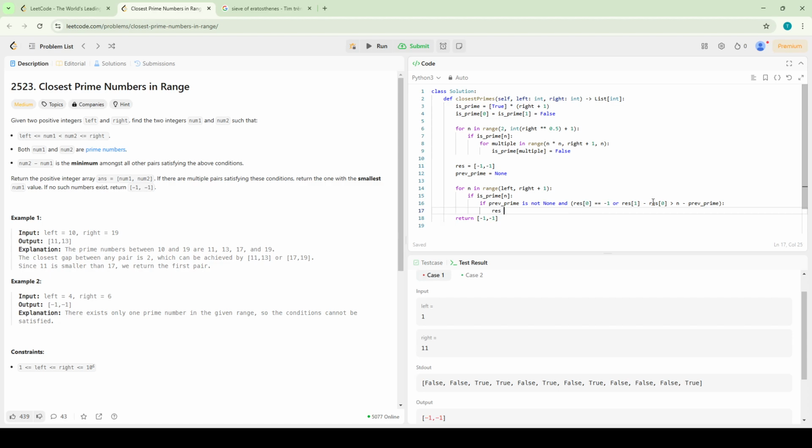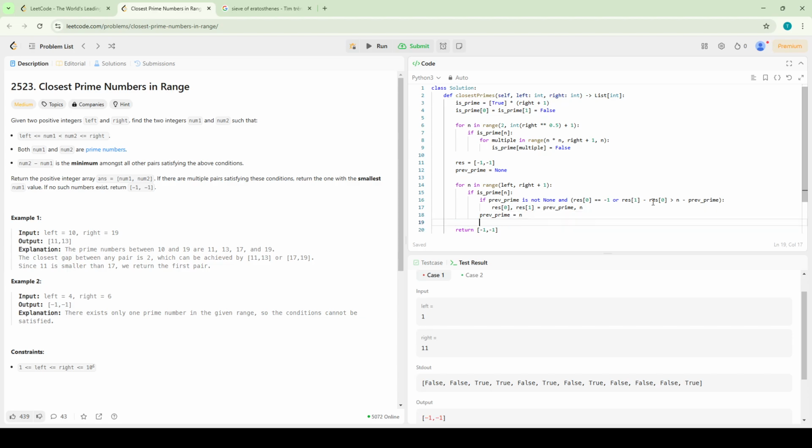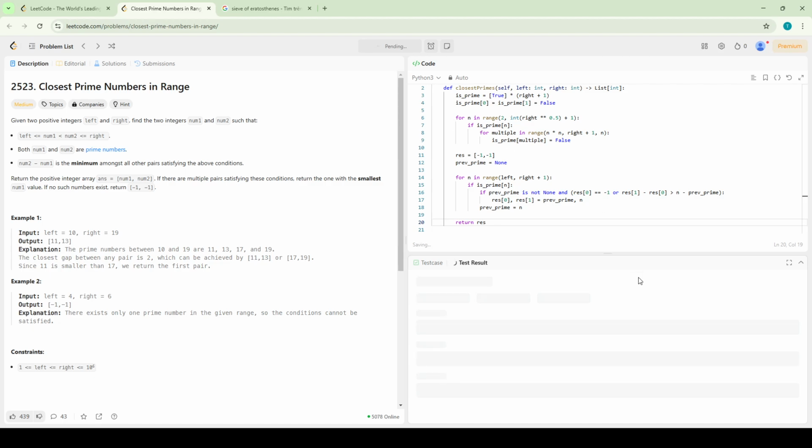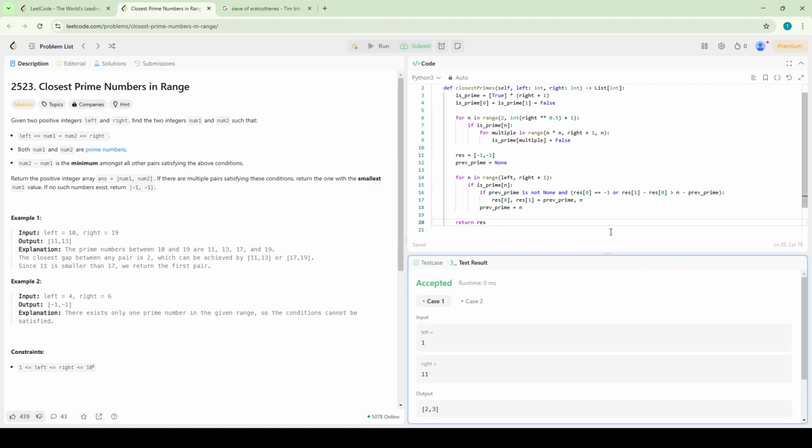So res will be equal to prev prime and then the current number, right? After that, we will update our prev prime to n, right? And that's it. I do think that's it. And then we just return res.